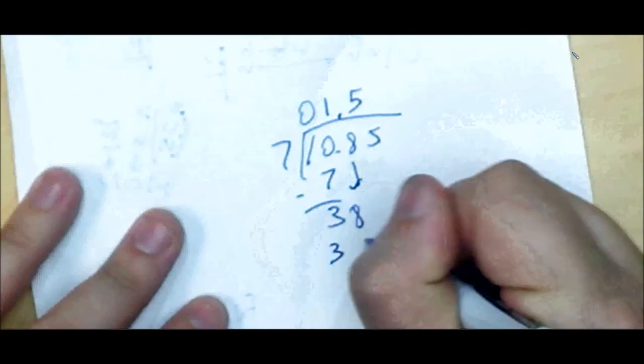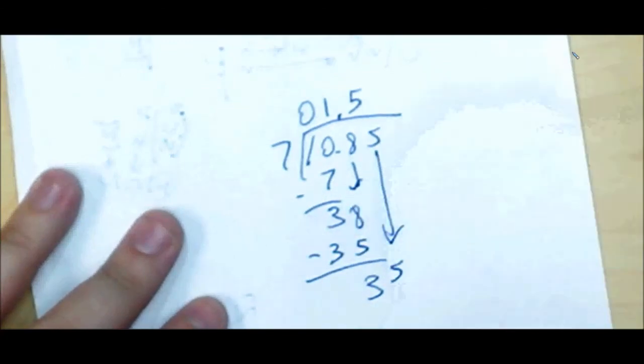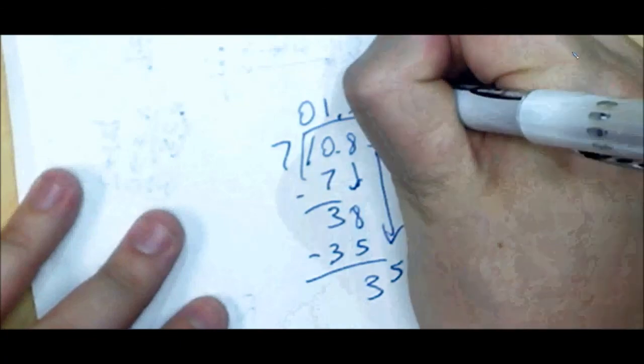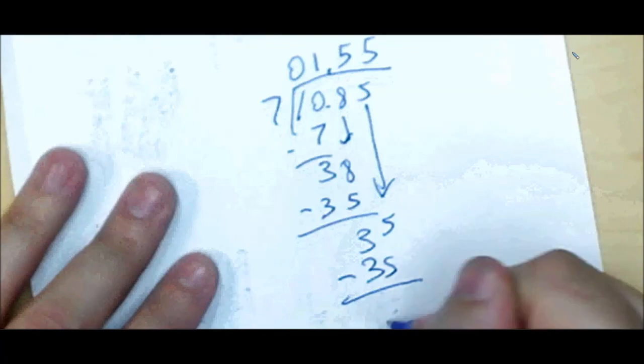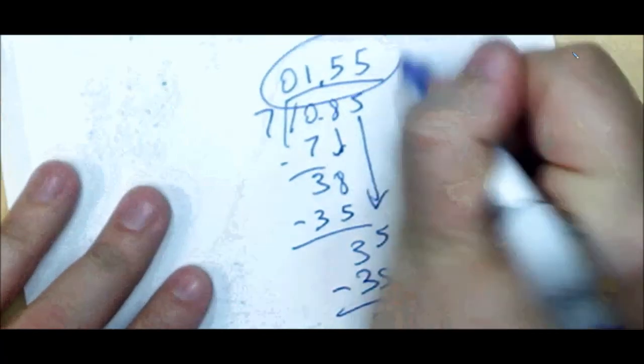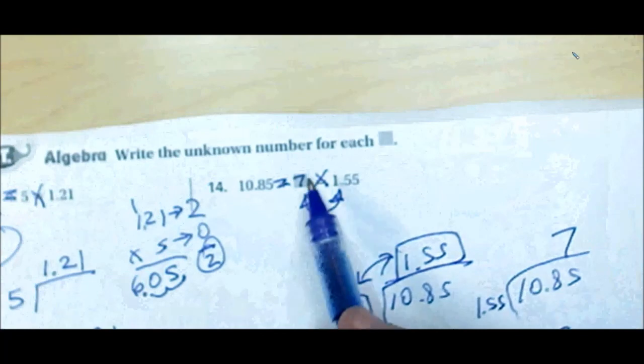5 times 7 is 35. I subtract and I get 3. I bring down the 5. 7 goes into 35 5 times. 5 times 7 is 35. I subtract, I get 0. There's nothing to bring down, and I get 1.55 just as predicted. And this is correct. 7 is correct.